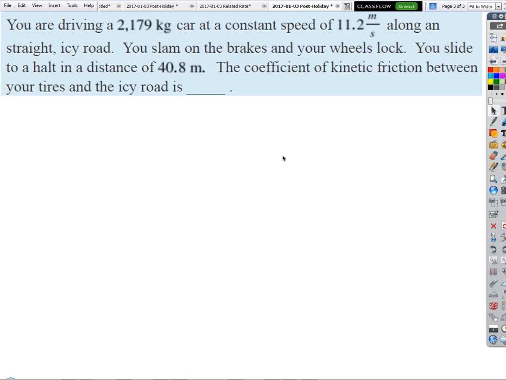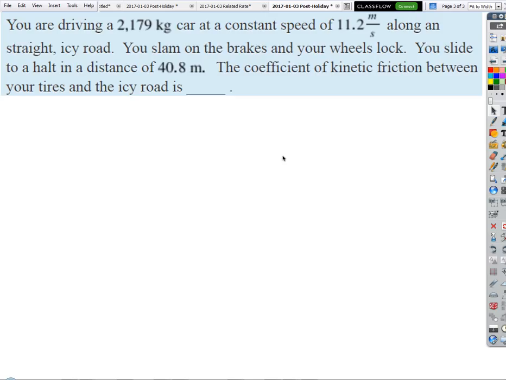So let's talk about this. They give us the mass of the car. They give us the initial velocity of the car. You slide to a halt in a distance of 40.8 meters. Okay. The coefficient of kinetic friction between your tires and the icy road is what?